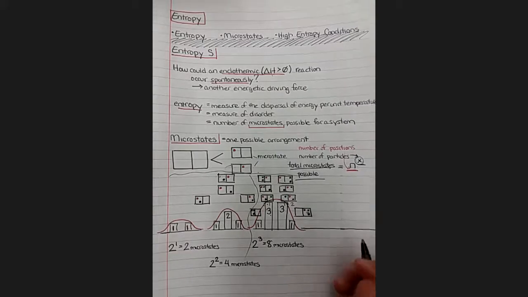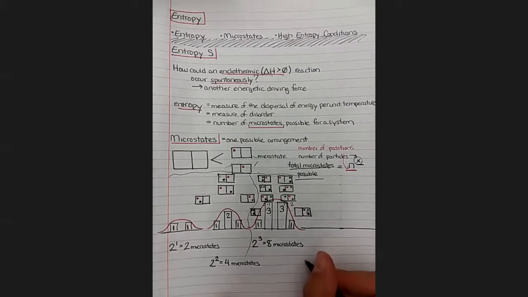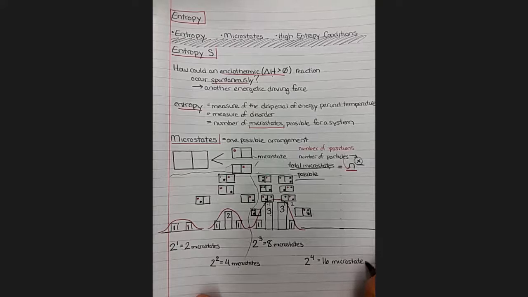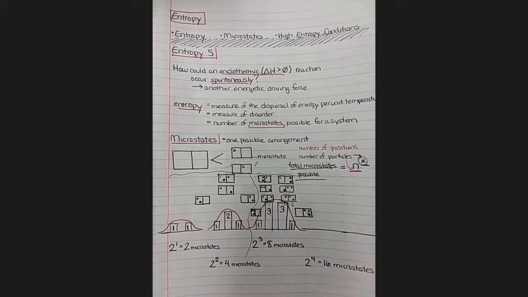So these pictures are quickly getting more and more complicated. So I'm going to have you do this one on your own. So if we have 2 possible states and 4 particles, 2 to the 4th is going to be 16 microstates. So if you're working with me at home, pause the video right here and see if you can draw 16 different domino pictures for 4 particles. I will wait.